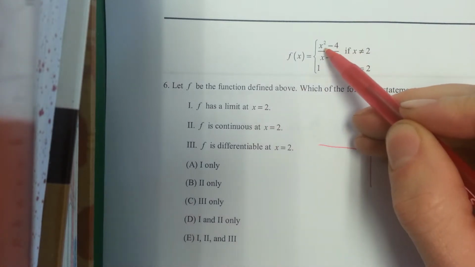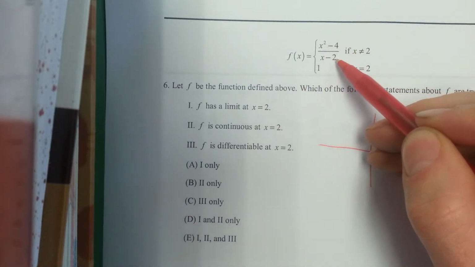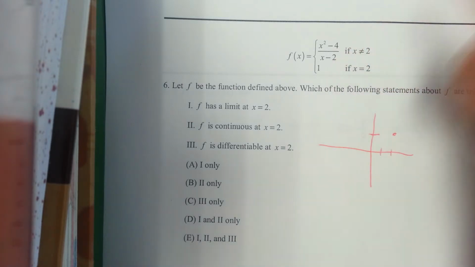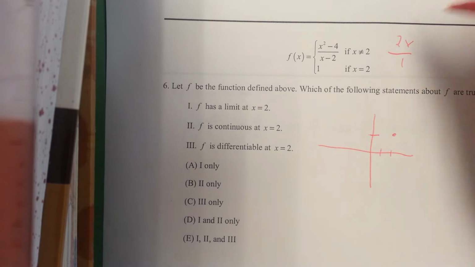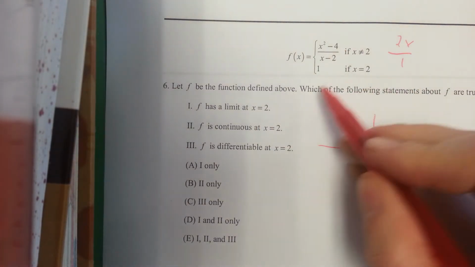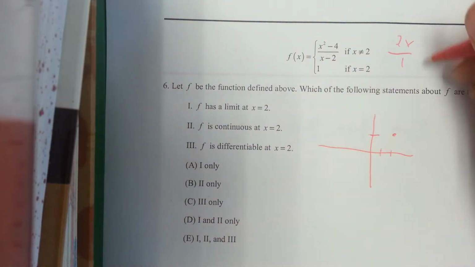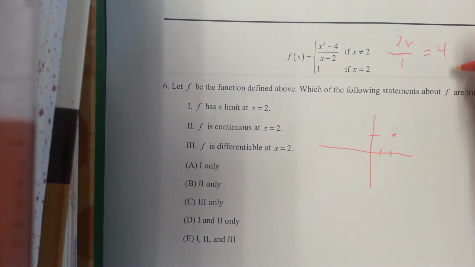The limit, if I plug in 2, I get 4 minus 4 over 2 minus 2. Well, that's 0 over 0 again. Looks like another L'Hopital's rule situation. So I'm going to L'Hopital it. I'm going to get 2x over 1. I'm going to plug in 2, again, the limit as x goes to 2, and I'm going to get 4. So it does have a limit, and the limit happens to be 4.